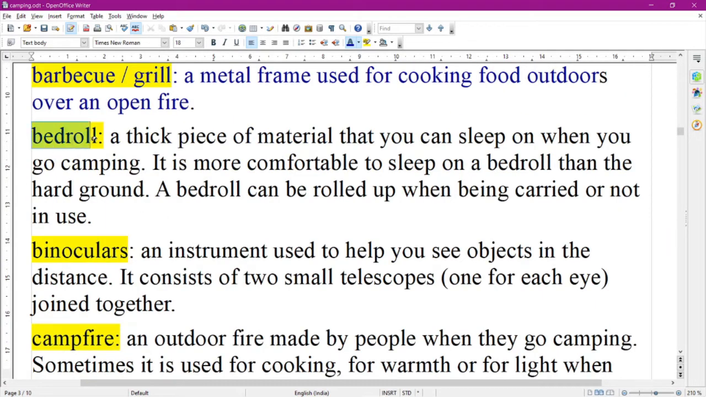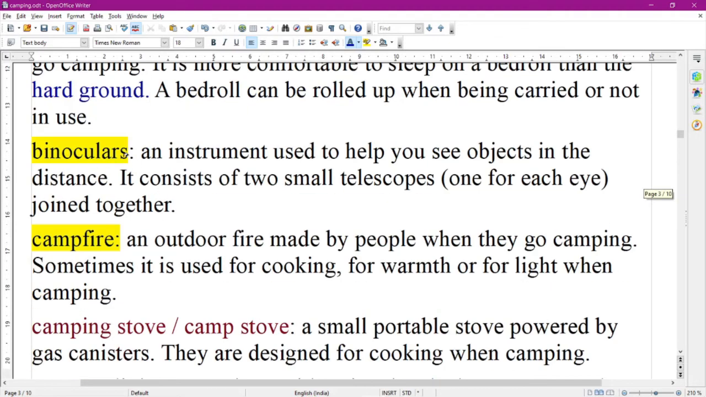Next comes bedroll. It's a thick piece of material that you can sleep on. So it is more comfortable to sleep on a bedroll rather than sleeping on hard ground. Now binoculars, to see objects in the distance. These are simple vocabularies, but we should keep in mind that we need these items when we go for camping.